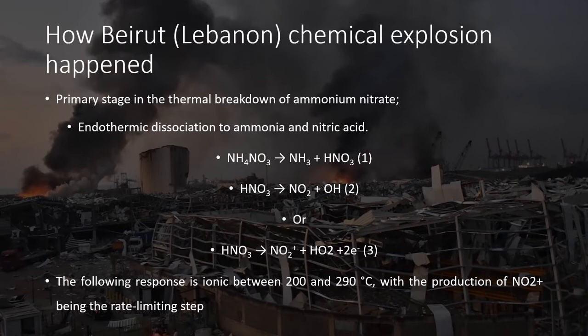The researchers discovered that endothermic dissociation to ammonia and nitric acid is the initial stage in the thermal breakdown of ammonium nitrate, using reactions 1, 2, and 3 and the previous research. The following reaction is ionic between 200 and 290 degrees Celsius, with the production of nitrogen dioxide ion being the rate limiting step. So, ammonium nitrate produces ammonia and nitric acid, and nitric acid produces nitrogen dioxide and hydroxide. Or, nitric acid produces nitrogen dioxide ion and hydroperoxyl plus 2 electrons.